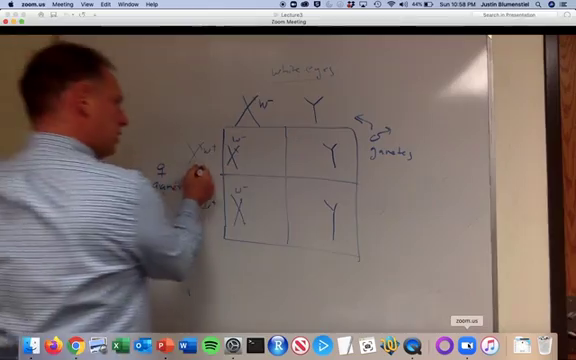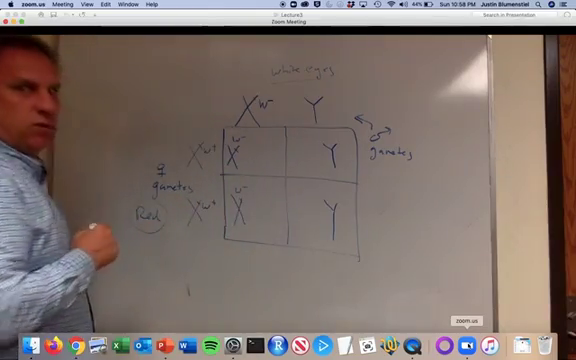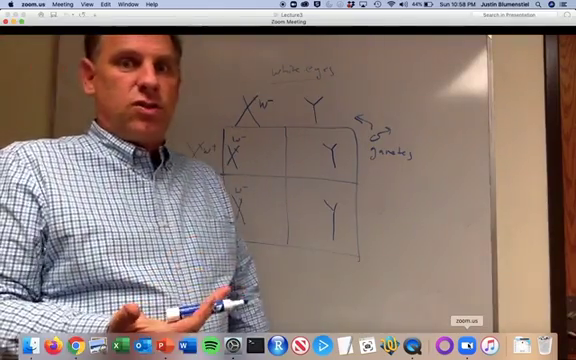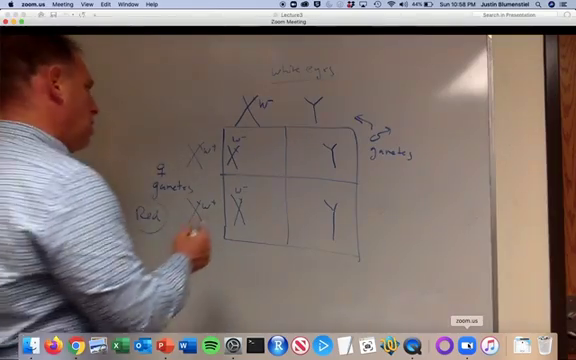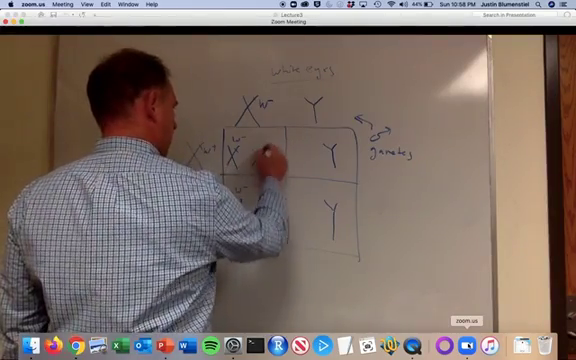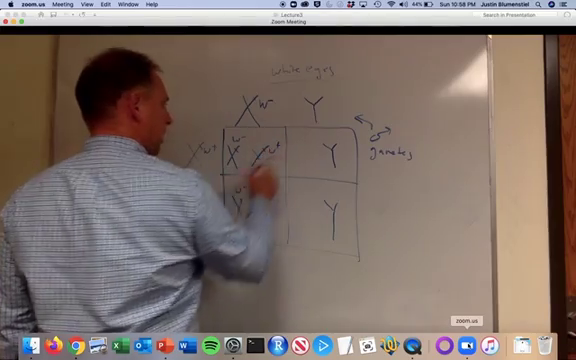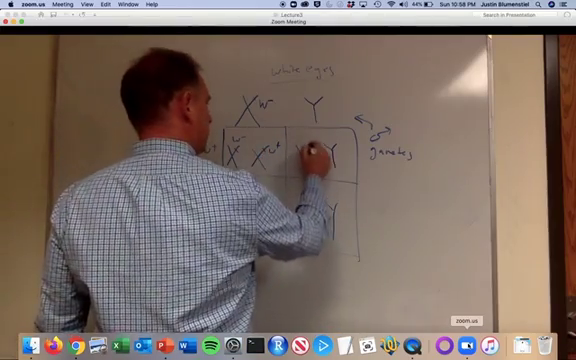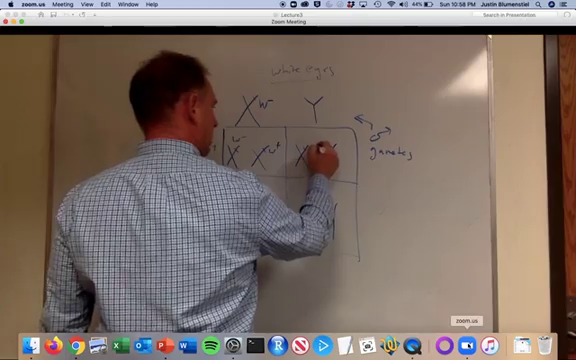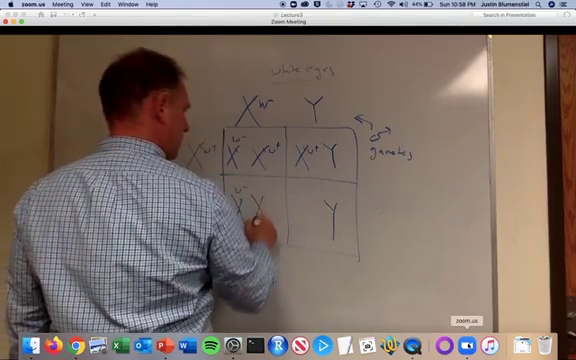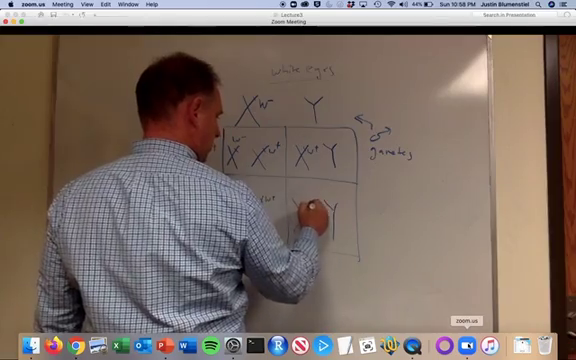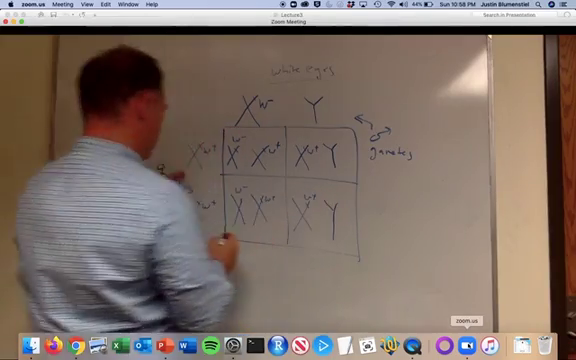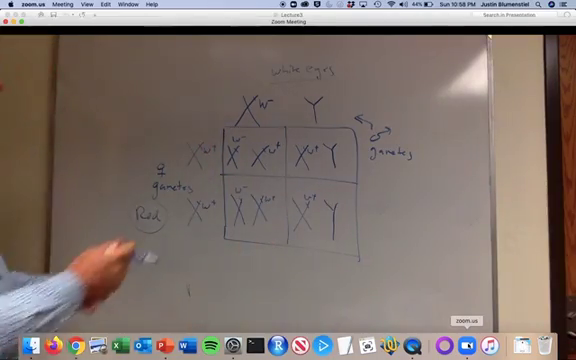Now, what gametes do these females transmit? Well, they're homozygous, right? So they're going to transmit only the X chromosomes that have the wild type. So we put just the same X W plus now, X W plus, always the same here, X W plus, and then the X with another W plus, right? Because she's homozygous.